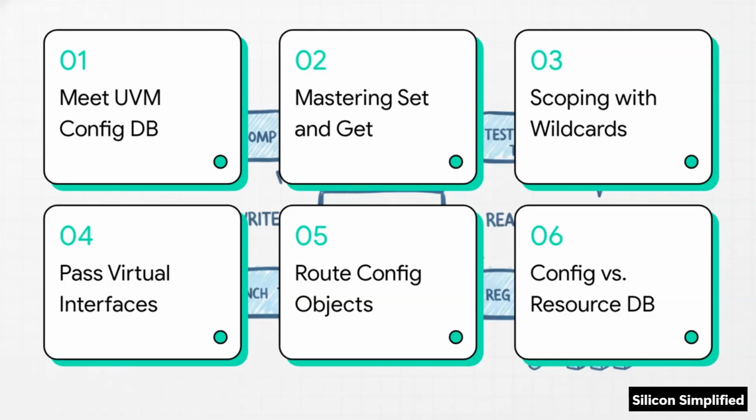Here's our roadmap for today. 1. Meet the UVM Config DB. 2. Mastering set and get. 3. Scoping with wildcards. 4. Passing virtual interfaces. 5. Routing configuration objects. And finally, 6. Config versus resource DB.